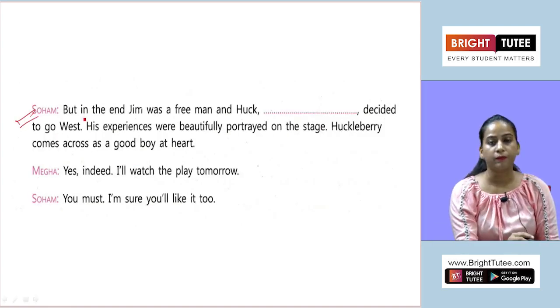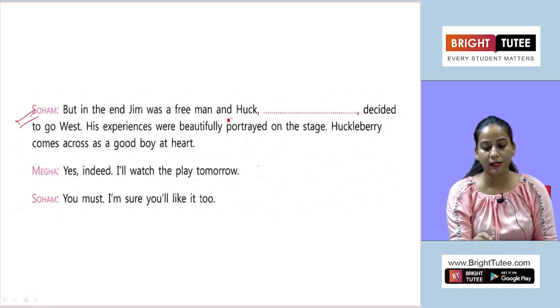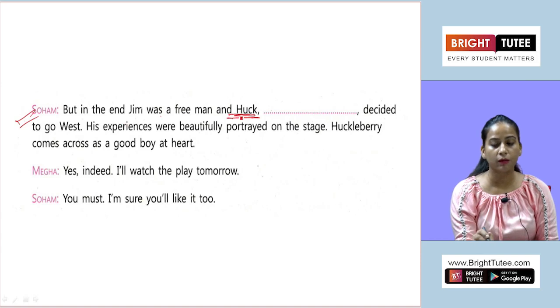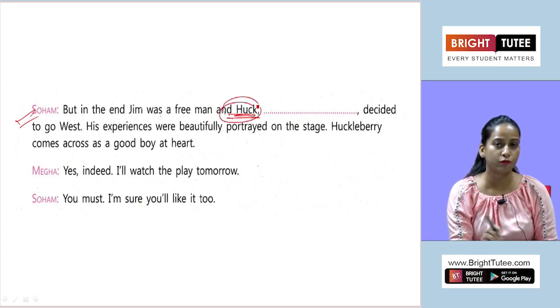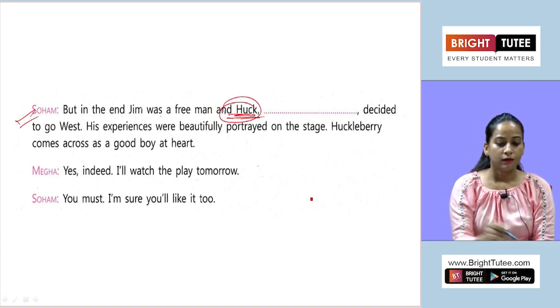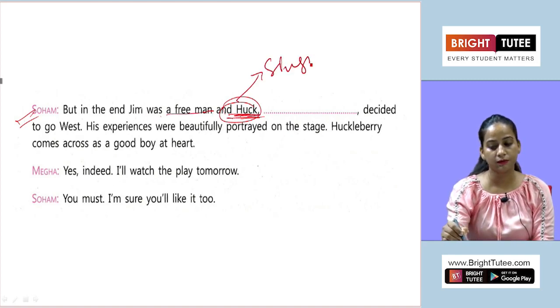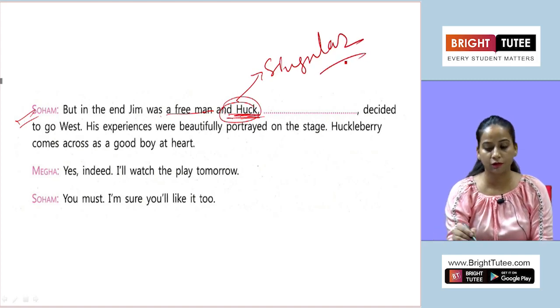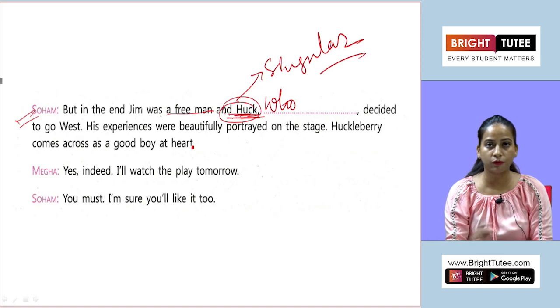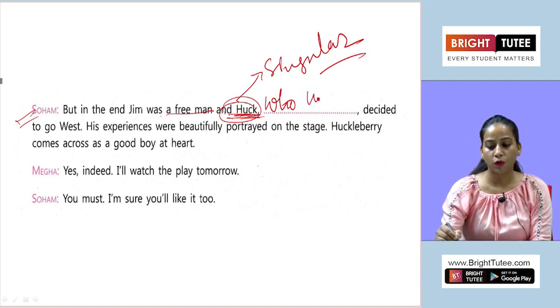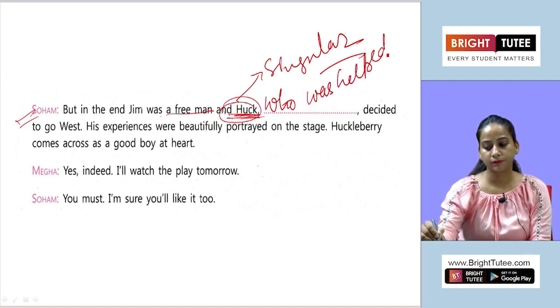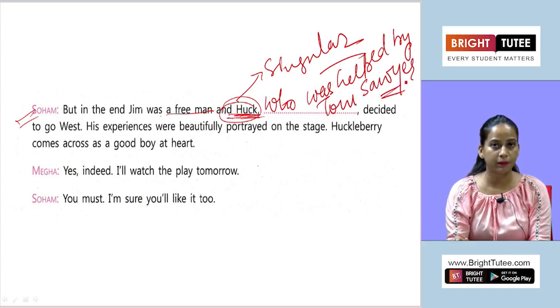The next one, Soham. But in the end, Jim was a freeman and Huck. And here we are talking about Huck. According to that, we have to find out whether it is going to be taken as singular or plural. So Jim was a freeman and Huck. So this is the singular one we are taking here. So according to that singular, it is going to be who. And then we have to refer to the dialog box and we need to complete this sentence. Was helped by Tom Sawyer. We need to complete this sentence.